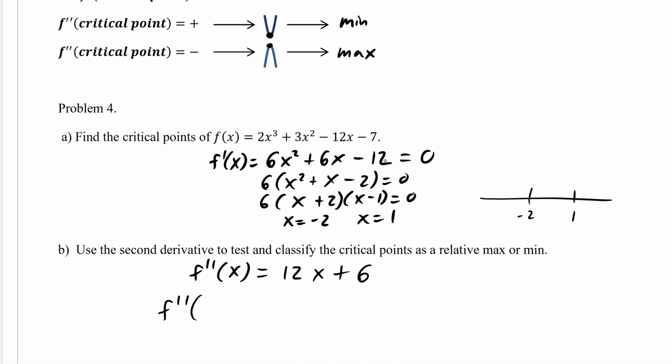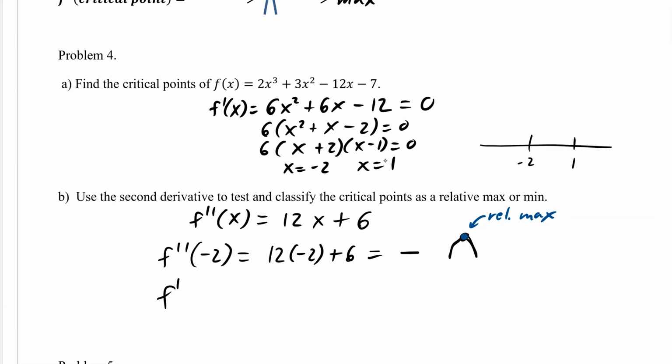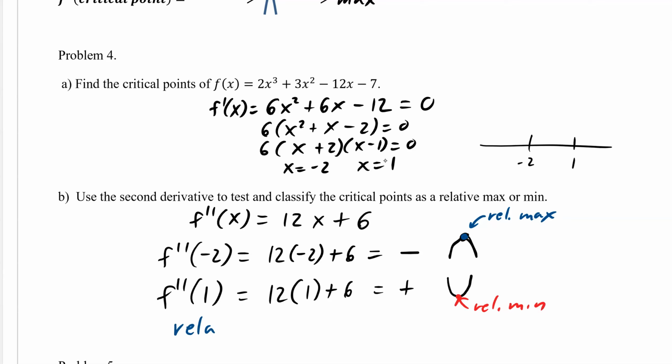So if we take that -2 and we plug it in, this comes out to be negative. And so if it's negative, we know it's concave down, making this a relative max. And then if we take the second derivative of 1, plug it in, it comes out to be positive. So that means it's concave up, making it a relative min.